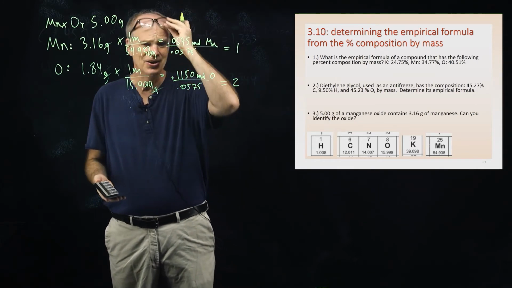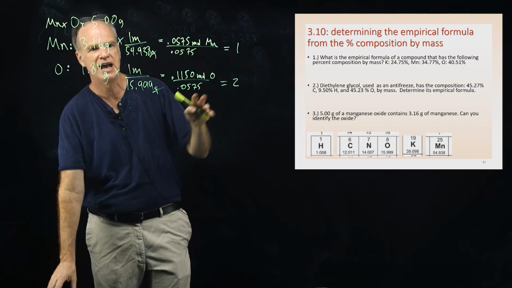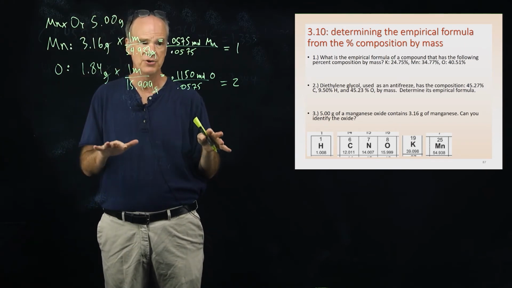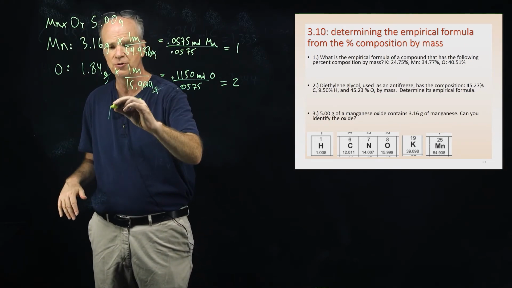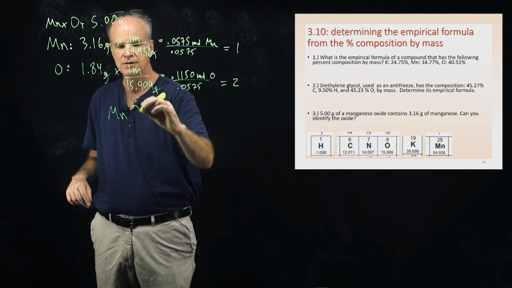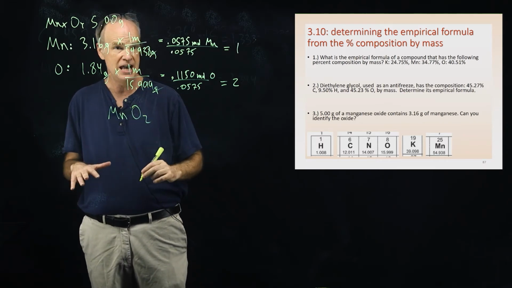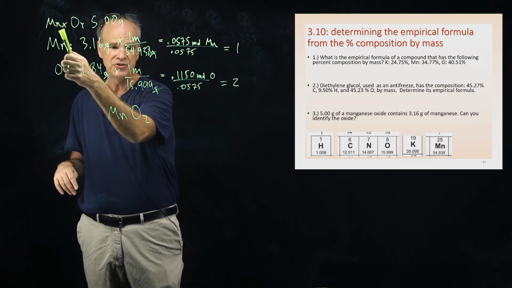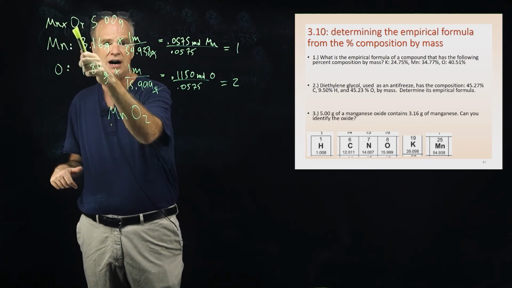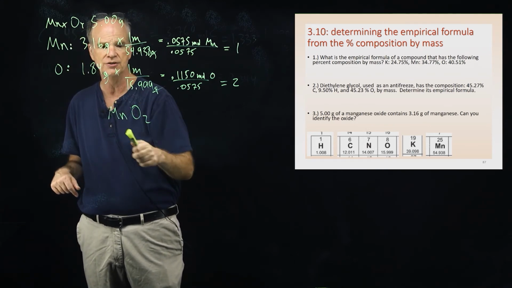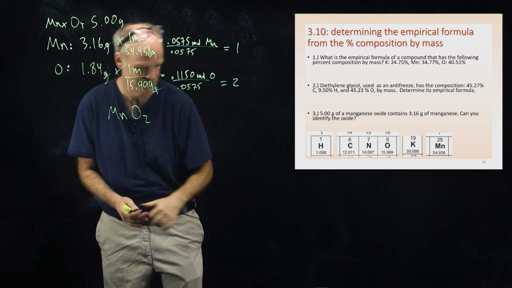Okay, so basically, we're now at integral values. We can stop. We have an empirical formula here. So the empirical formula for this compound is MnO2, meaning the X, the subscript for manganese, is 1, and the Y, the subscript for oxygen, is 2. Okay, let's move on.